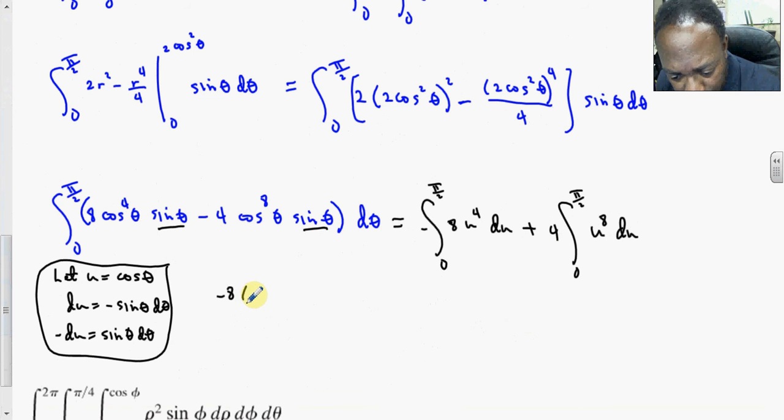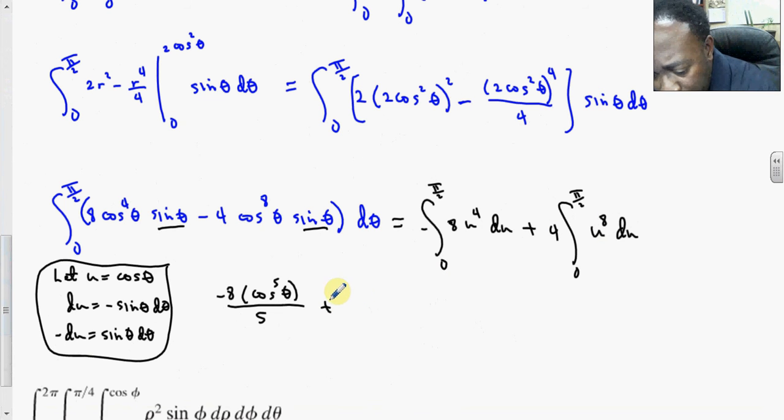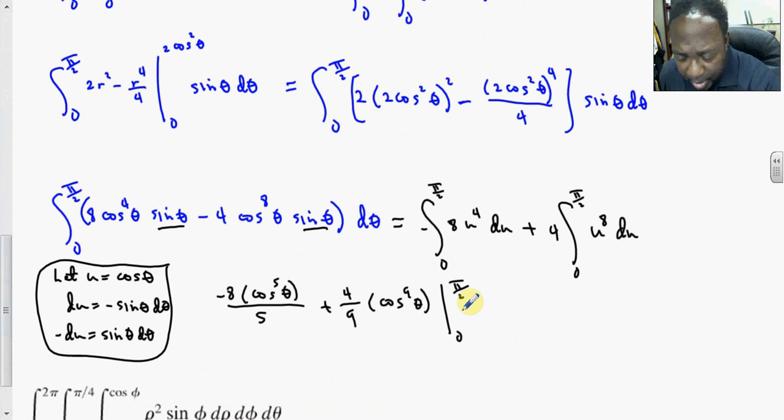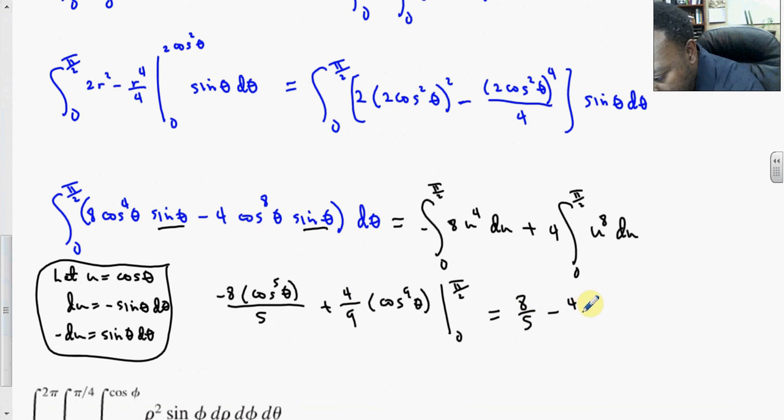Just go ahead and plug in u. U is cosine. Cosine to the 5th theta all over 5, plus 4 divided by 9 times u to the 9th, where u here is cosine to the 9th theta. And then this is evaluated from 0 to pi over 2. We do the evaluation at pi over 2. Cosine of pi over 2 is 0. So then it's minus this minus, so we get 8/5, then minus 4 over 9.